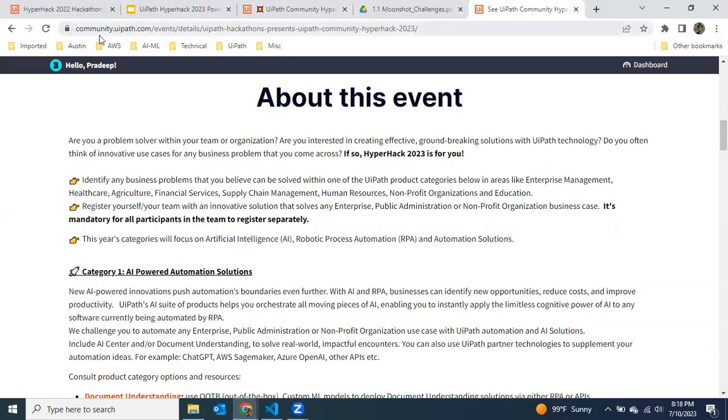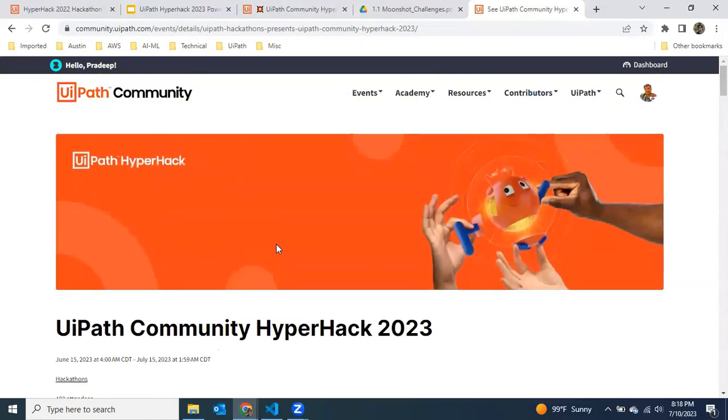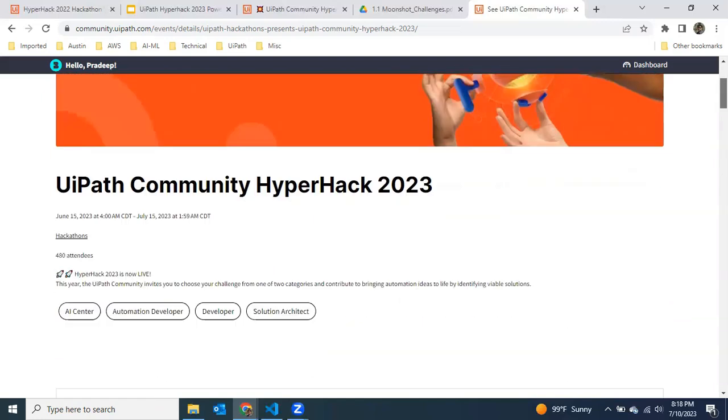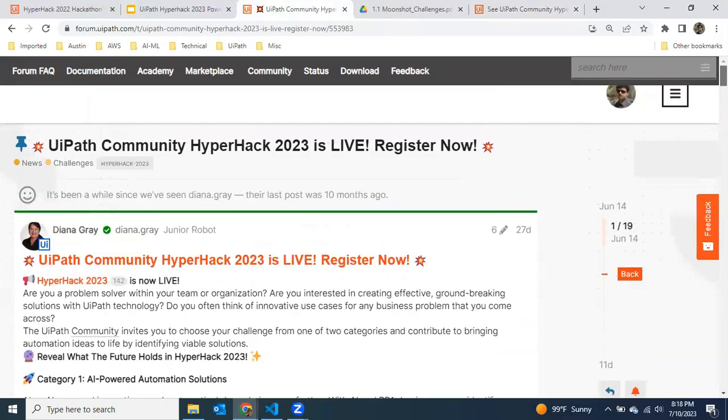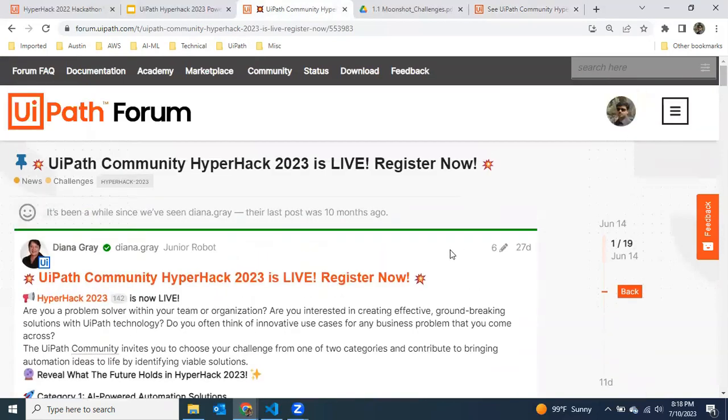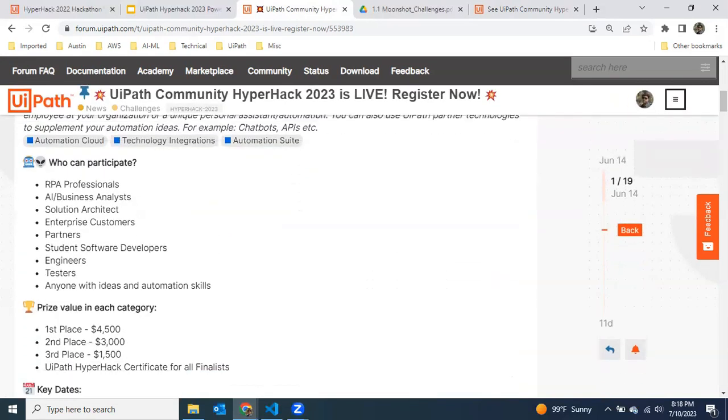This is the page from community.uipath.com where you can find all the events. So this is where the UiPath Community HyperHack event is posted. You can find similar information on our forum platform, which is a one-stop portal for everything. So this was posted here around 14th of June. So you can see all that information here.